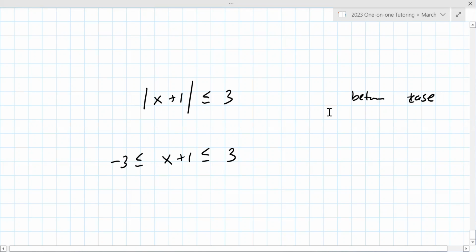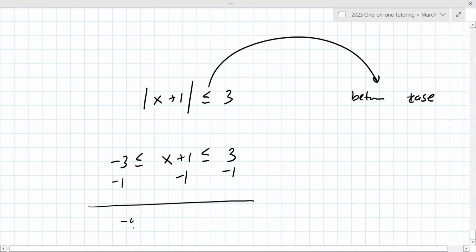It would be a mistake to write x plus 1 greater than or equal to 3 or x plus 1 less than or equal to -3. You have to recognize, because of this symbol right there, that it's the between case. And then you subtract 1 and subtract 1. Got it.